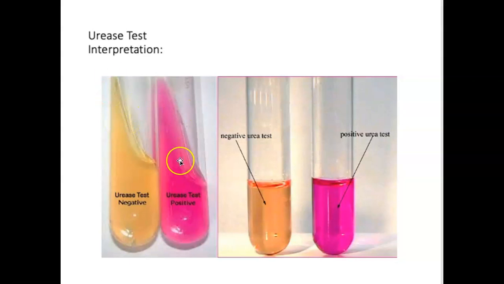We're looking for the medium to turn this very bright fuchsia or pink color. This is an indication that the urea has been broken down with the urease enzyme to produce ammonia. The ammonia raises the pH of the medium in the tube and causes it to turn this color. You're going to see the same type of color developing if you use the broth form of this medium. It starts off a yellow-orange color.